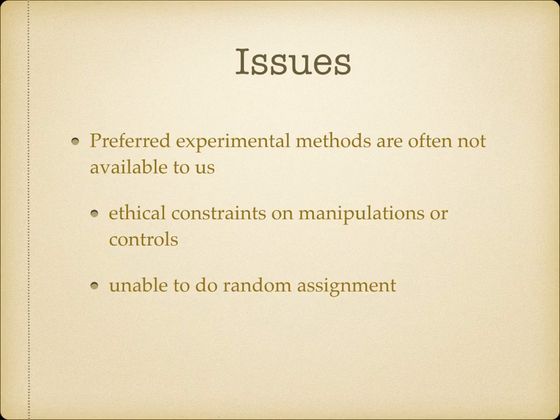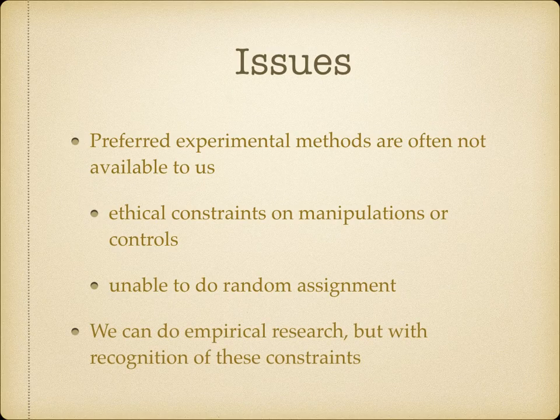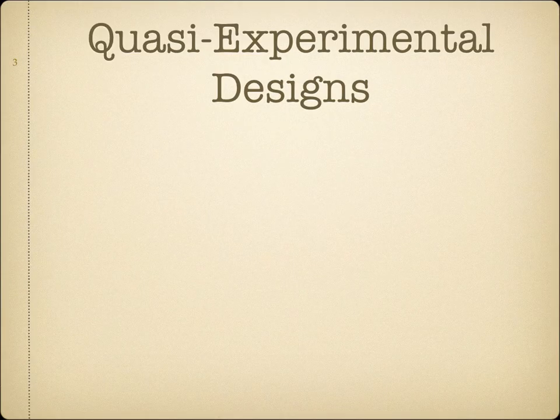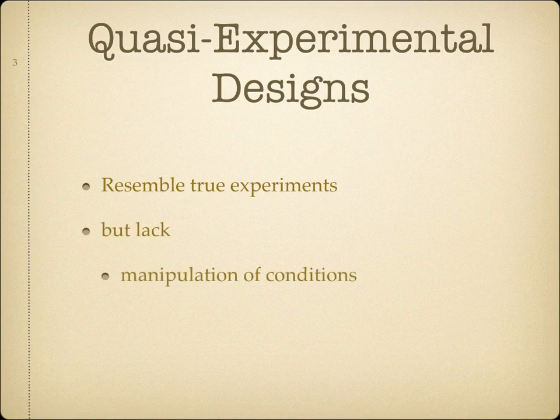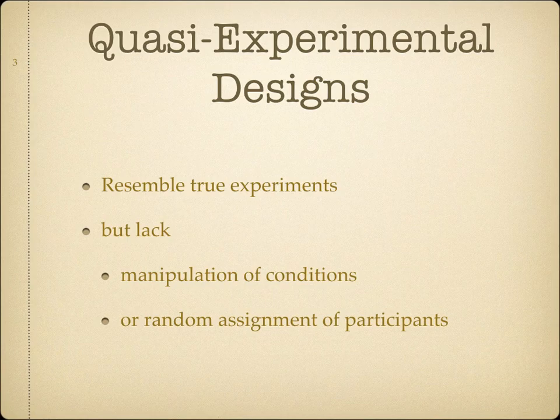Whenever we have that kind of thing, we can still do empirical research, but we have to do it with a recognition of those constraints and attempt to work around them as best we can while still gathering useful data. These types of studies where you don't have proper experimental manipulation and random assignment, we tend to call quasi or quasi-experimental designs. The term means essentially resembling true experiments, but the lack of manipulation and random assignment are elements that you will see in them. There's a couple of different flavors of them that your book focuses upon.